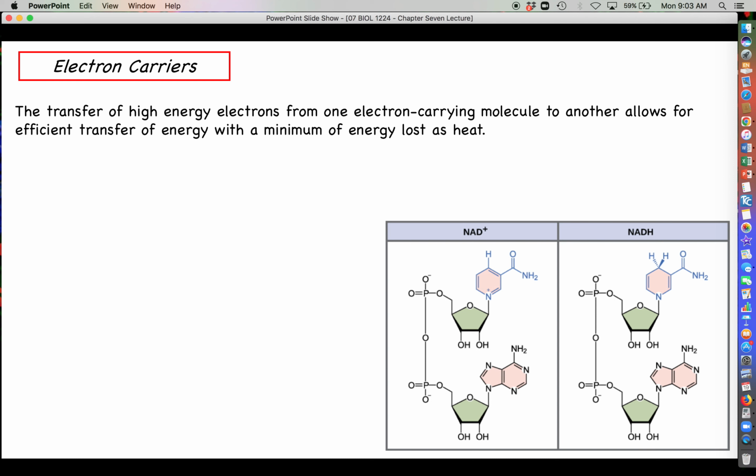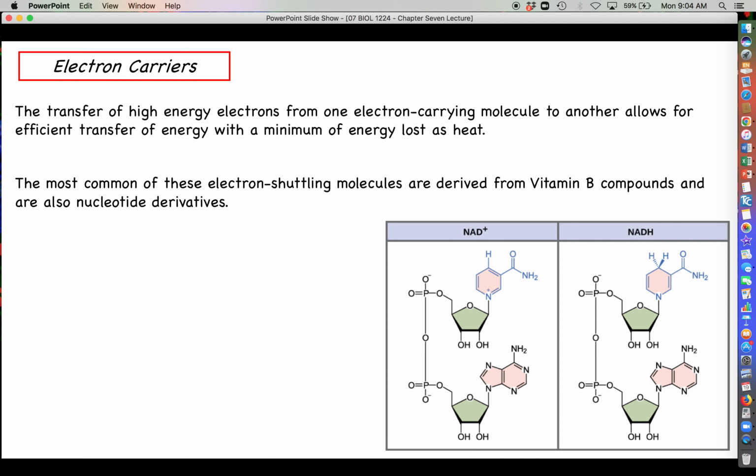We are going to lose some energy as heat, but we can minimize this by transferring high energy electrons rather than storing energy in a chemical bond and then breaking that bond and then reforming a bond and then breaking the bond. That is not a very efficient way of doing things, so this is why we are using electron carriers here.